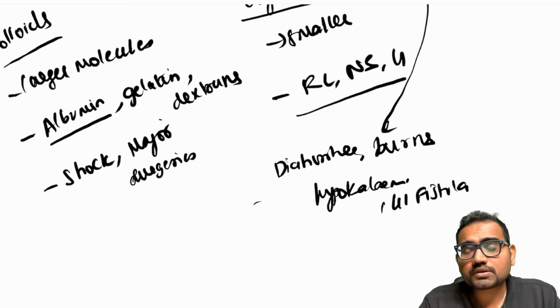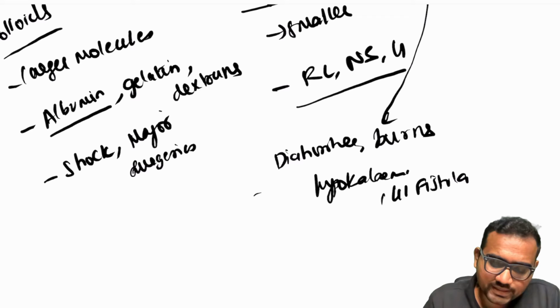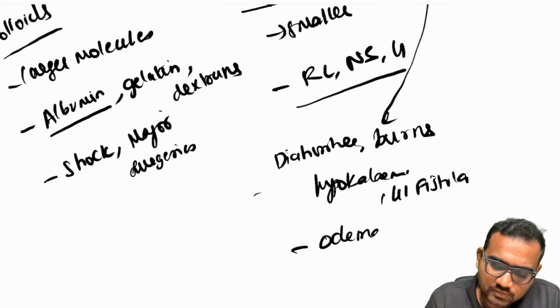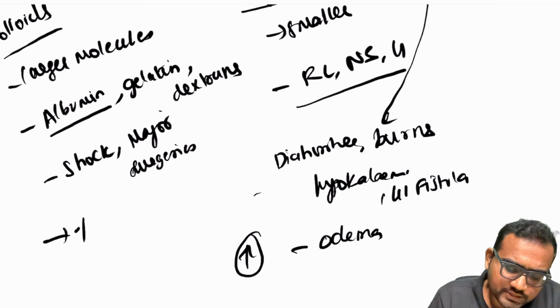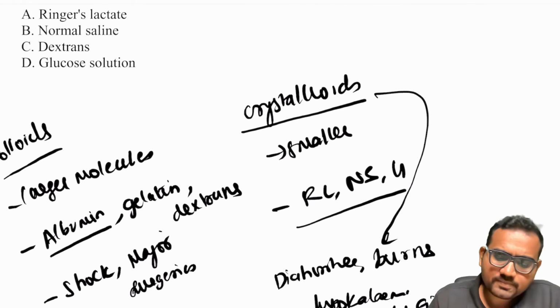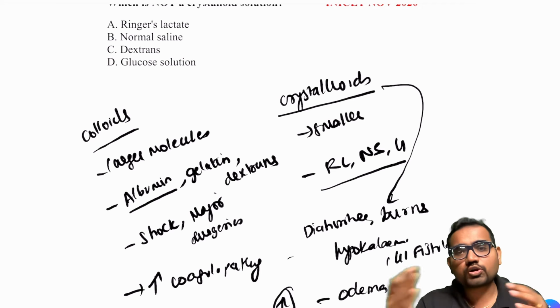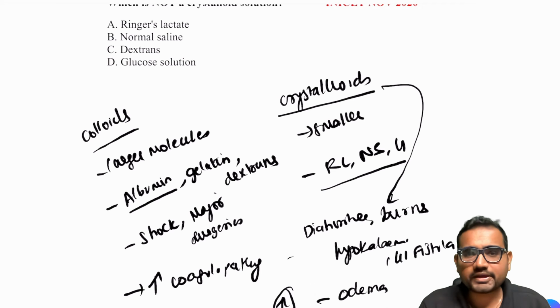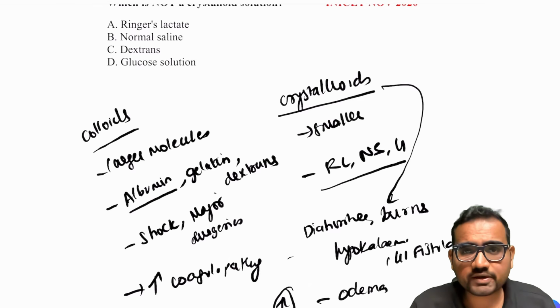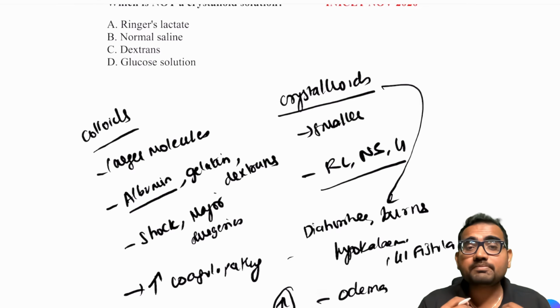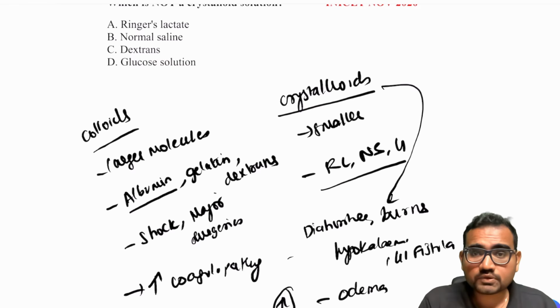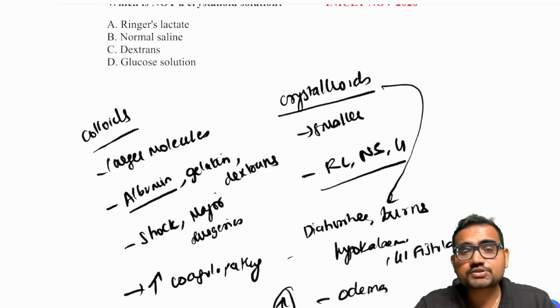The only complication you can get with crystalloids is edema. Increased dosage can result in edema, whereas in colloids, increased dosage can result in coagulopathy. So crystalloids and colloids: smaller and larger molecules. Crystalloids, given in diarrhea, vomiting, burns, hypokalemia, can be ringer lactate, saline, or glucose solution. Colloids, larger molecules like albumin, dextrans, gelatin, are given in major surgeries or shock. More colloids can result in increased coagulopathy.